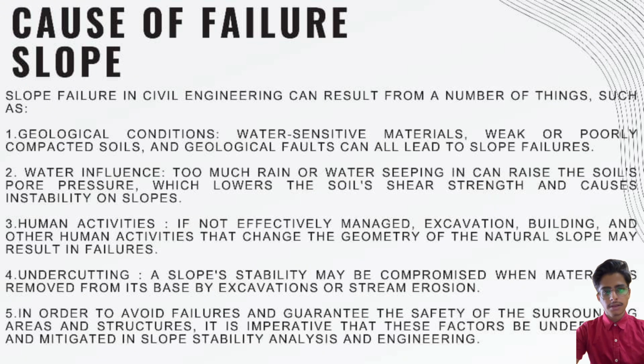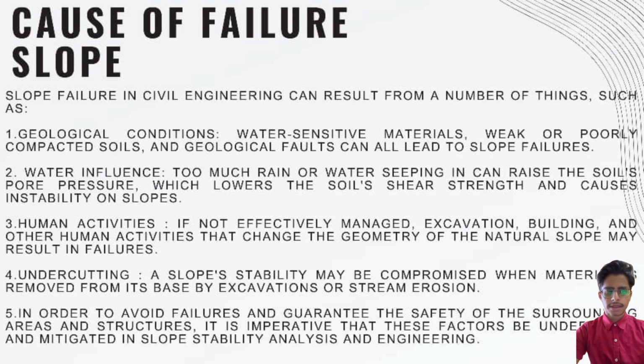Cause of slope failure. Slope failure in civil engineering can result from a number of things, such as number one, geological condition, where water sensitive material, weak or poorly compacted soil, and geological faults can all lead to a slope failure. Number two would be water influence. Too much rain or water seeping in can raise the soil's pore pressure, which lowers the soil's shear strength and causes instability on the slope. And the third will be human activities.